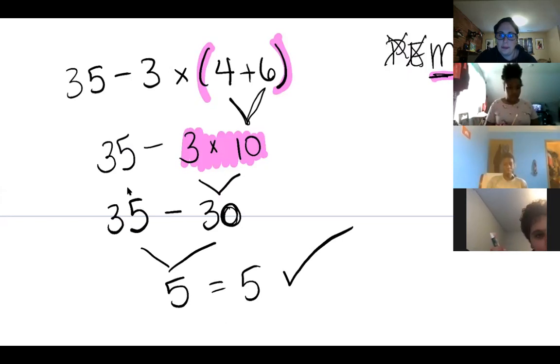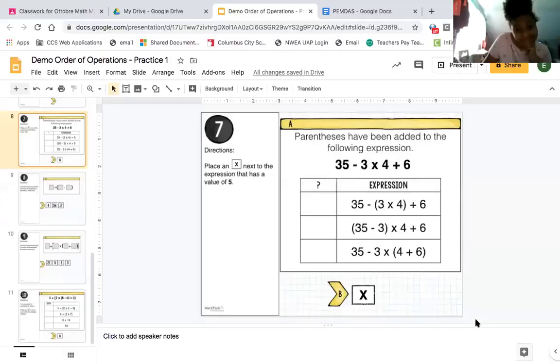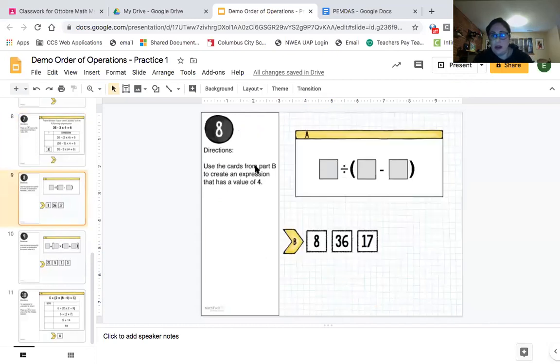So that was the last one. Ta-da! Okay, use the cards from part B to create an expression that has a value of 4. Okay, kids, this one's going to be a little bit trickier.